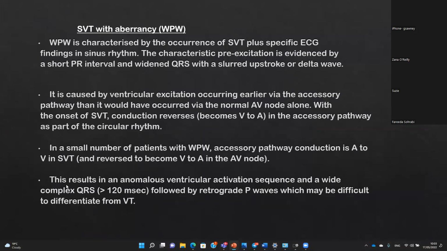So this accessory pathway or aberrant SVT results in anomalous ventricular activation sequence and a wide QRS of more than 120 milliseconds, followed by a retrograde P wave, which may be difficult to differentiate from VT. If you are interested in differentiating SVT with aberrancy from VT, there is an algorithm called the Brugada algorithm.